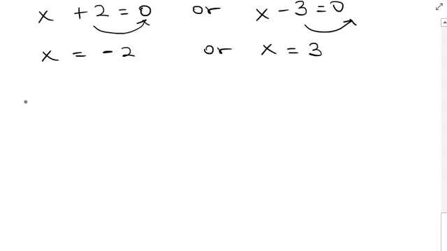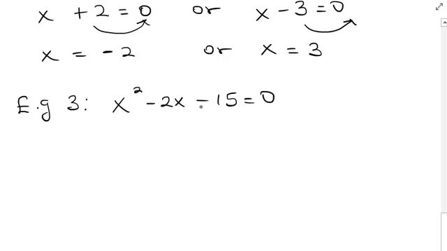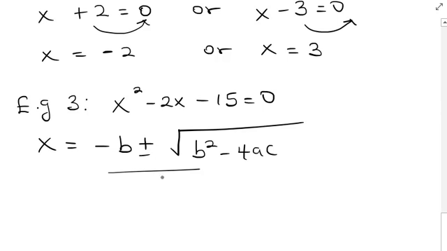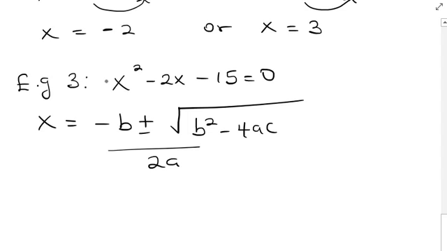Okay, example 3. x squared minus 2x minus 15 equals 0. In this case, I just want to use the quadratic formula just to let you understand how that works. So what's the coefficient of x squared? That is a, which is 1, because we have 1 here. We just don't put it. Then b is minus 2. Remember the sign in front. Then c is minus 15. Always remember the sign.